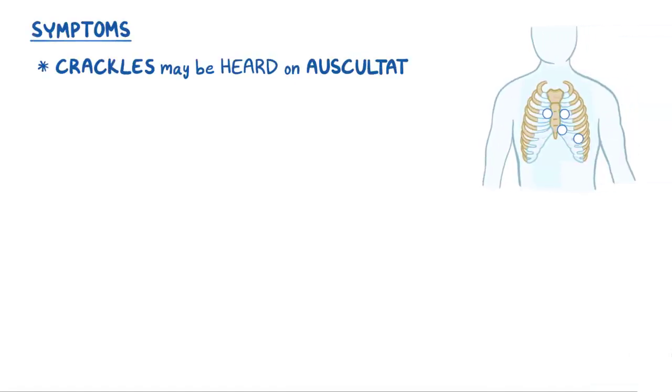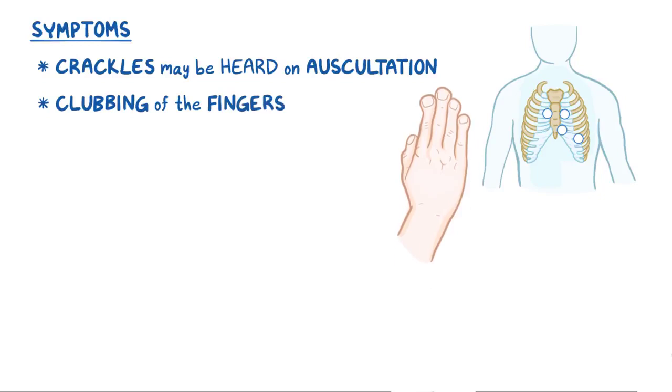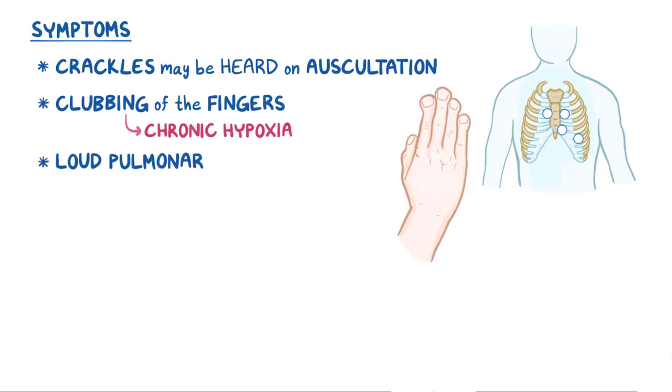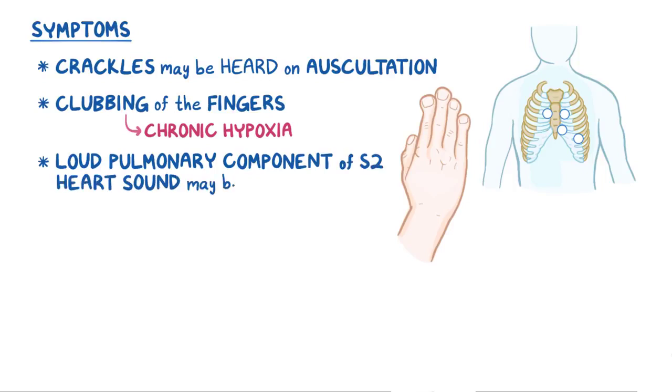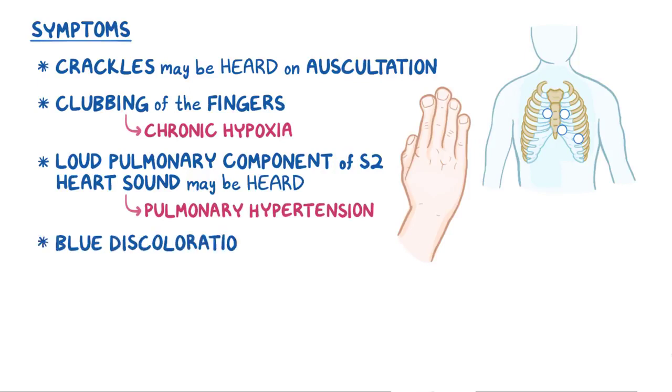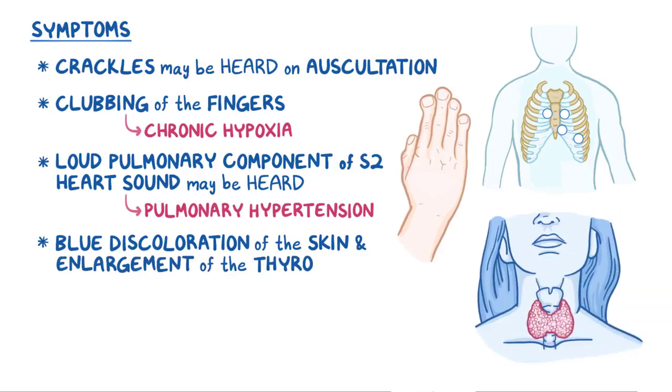On examination, crackles may be heard on auscultation, and clubbing of the fingers may occur due to chronic hypoxia. A loud pulmonary component of the S2 heart sound may be heard, and this could indicate pulmonary hypertension, which can occur secondary to chronic hypoxia. Blue discoloration of the skin and enlargement of the thyroid gland may indicate long-standing amiodarone use.